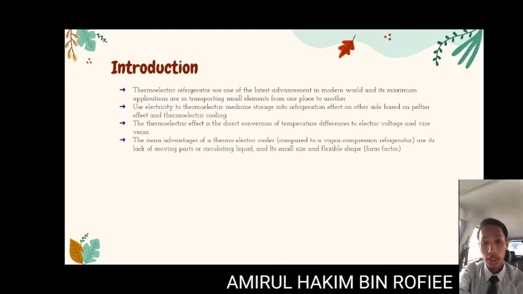Next, the thermoelectric effect is the direct conversion of a temperature difference to electric voltage and vice versa. Lastly, the main advantage of a thermoelectric cooler compared to a vapor compression refrigerator is its lack of moving parts or circulating liquid, and its small size and flexible shape.